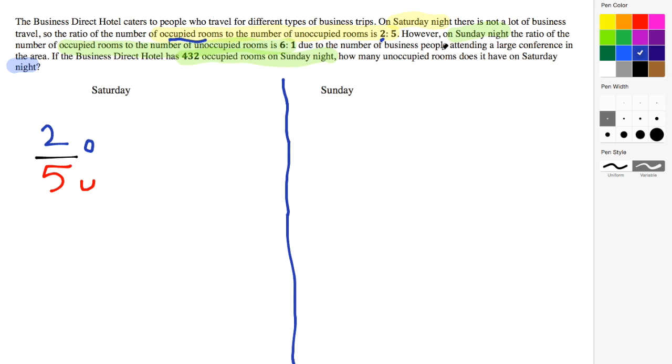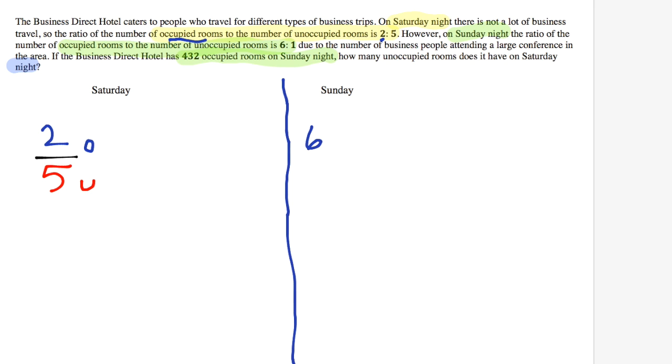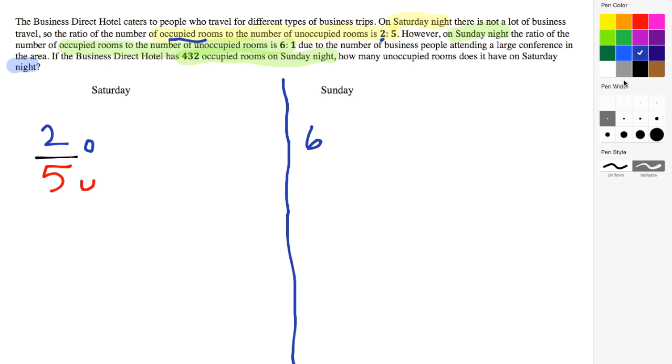However, on Sunday night, the ratio of the number of occupied rooms to the number of unoccupied rooms is 6 to 1. So now on Sunday night, for every 6 occupied rooms, there is one unoccupied room.